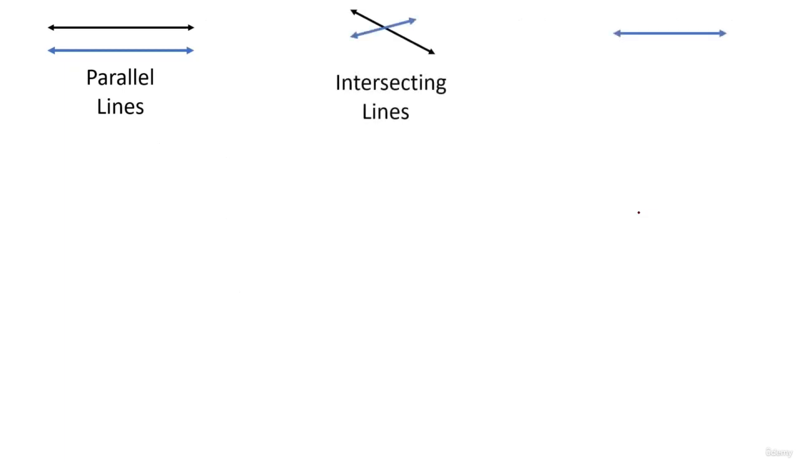If you talk about two linear equations, they can behave in three ways. We'll discuss these three in detail when we study coordinate geometry. The two lines or two equations can be parallel lines, they can be intersecting lines, and they can be coincident lines.